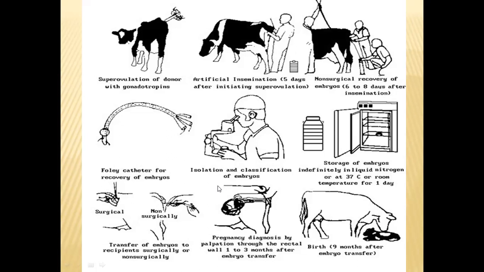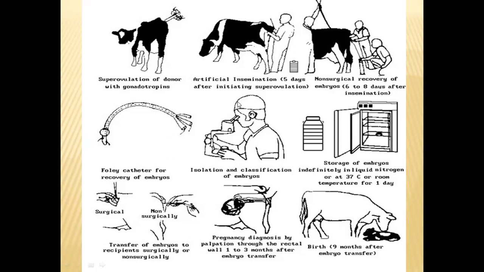So later, through surgical or non-surgical methods, these embryos can be transferred into the recipient cow's uteri. The development of these embryos in the recipient's uterus will be monitored with the help of the palpation method. In this palpation method, the examiner puts his hand through the rectal wall, and up to 1 to 3 months of the baby's embryo development can be seen by this method.